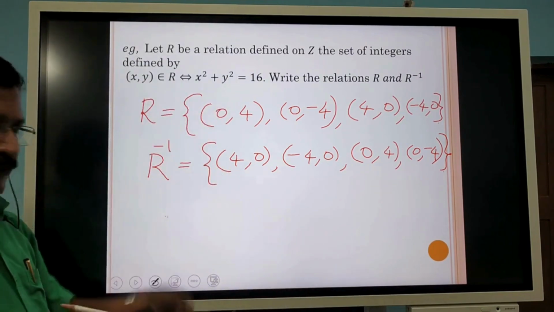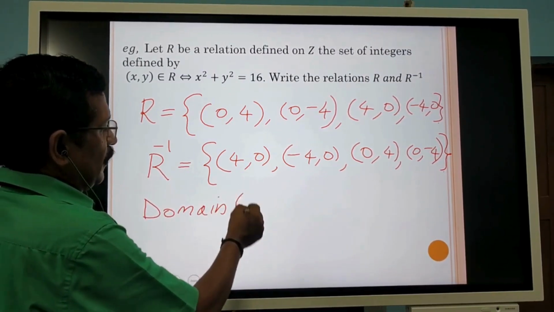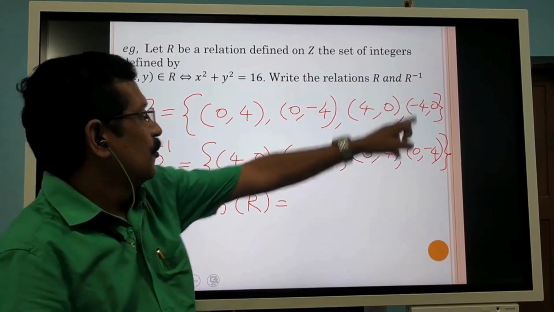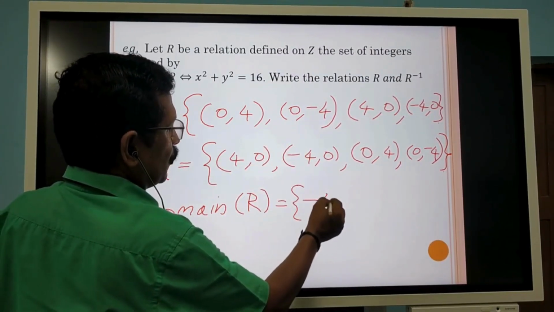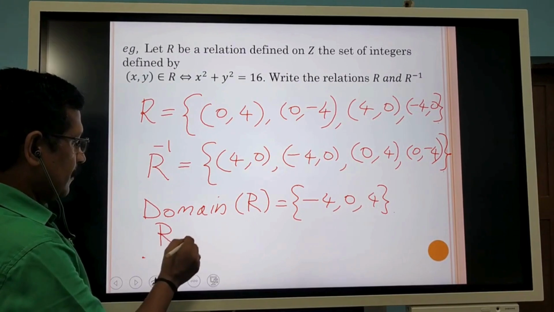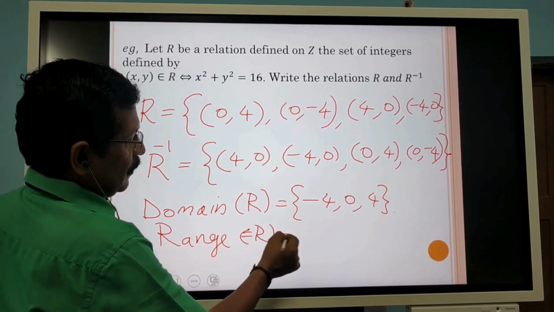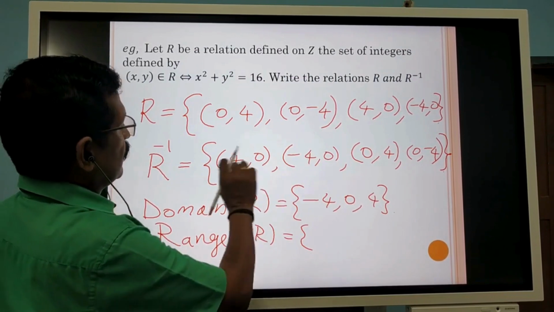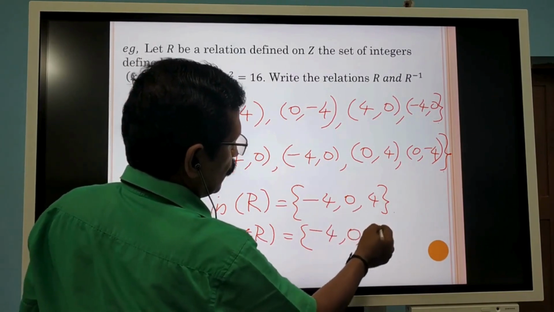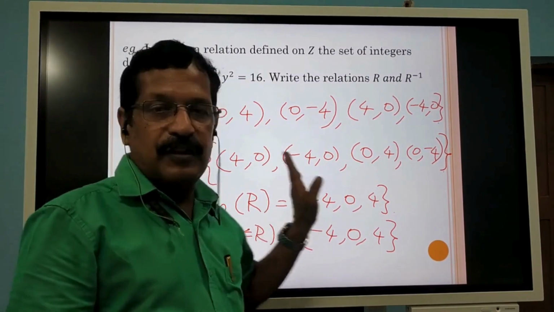And here, what is the domain of R? Domain of R, the relation R, is the set of all first components. The first components are 0, 4, minus 4. So we can write it as minus 4, 0, 4. And what about the range? Range of R is the set of all second components. And the second components are 4, minus 4, 0. So it is minus 4, 0, 4. So the domain of R and the range of R are both the same here.